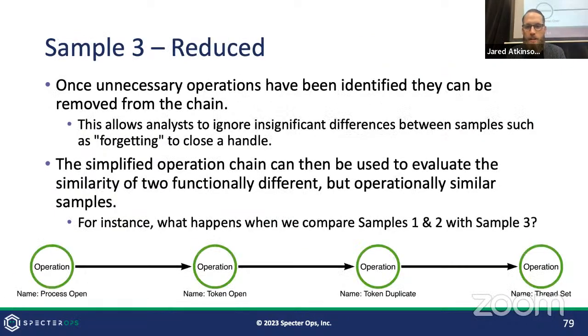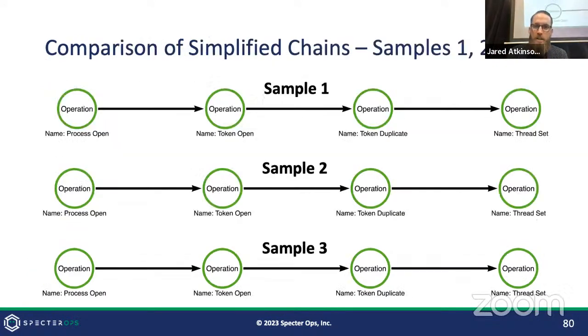And so what we end up with is this reduced or simplified operation chain, which now is a little bit more straightforward. There's only 4 operations that we have to deal with. Does that make sense? Yep. And so what happens is when we simplify samples 1, 2, and 3, the operation chains are identical, right? And so now this is what the dog operation chain looks like, essentially, right?